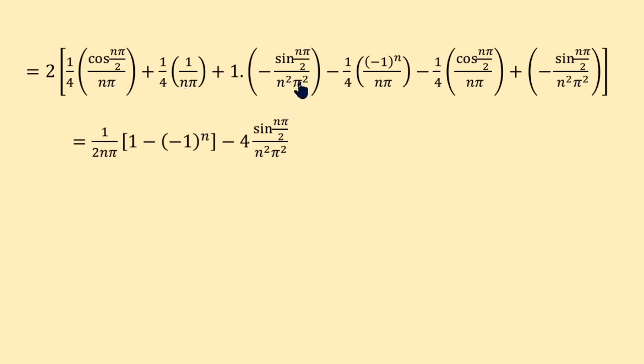These two terms: minus, here totally 2, minus 4 times of sin n pi by 2 by n square pi square. See, minus minus, so minus 2 times into 2, minus 4 times of sin n pi by 2 by n square pi square. Now how can we simplify this?